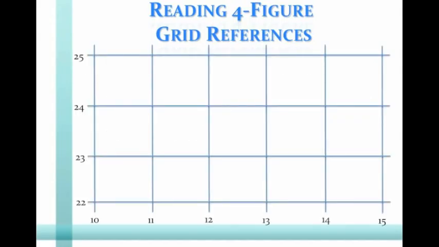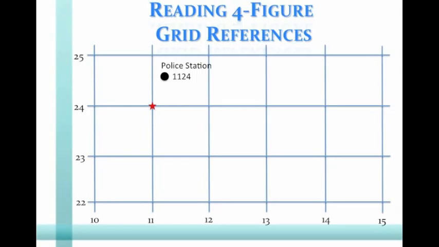For example, here we have the same set of grid squares and a police station. What is the 4-figure grid reference of the police station? Note that you must always read the bottom left-hand corner of the grid square. The answer is 1124. Did you get it right?